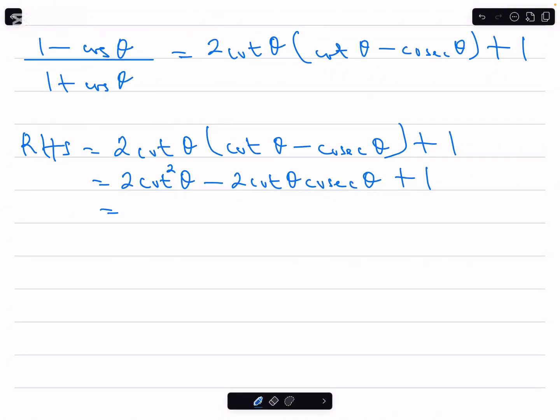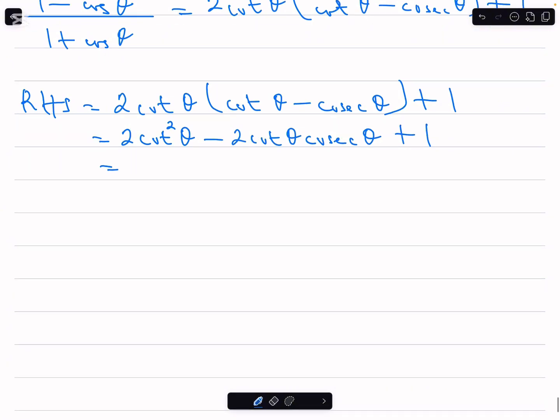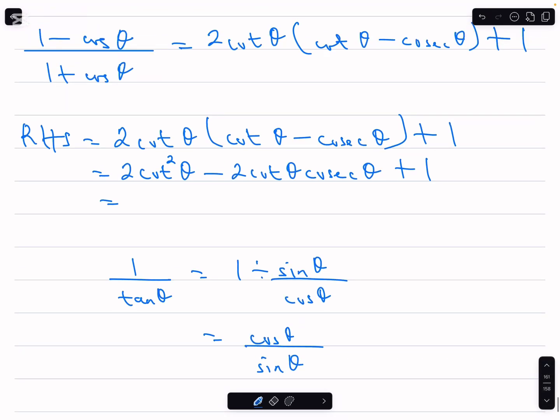And that's equal to, let's see, I know that cot theta is 1 over tan theta, which is the same as 1 divided by sine theta over cos theta, because I know that tan theta is sine theta over cos theta, and that's the same as 1 times cos theta over sine theta, which is cos theta over sine theta. Okay, let me do that.